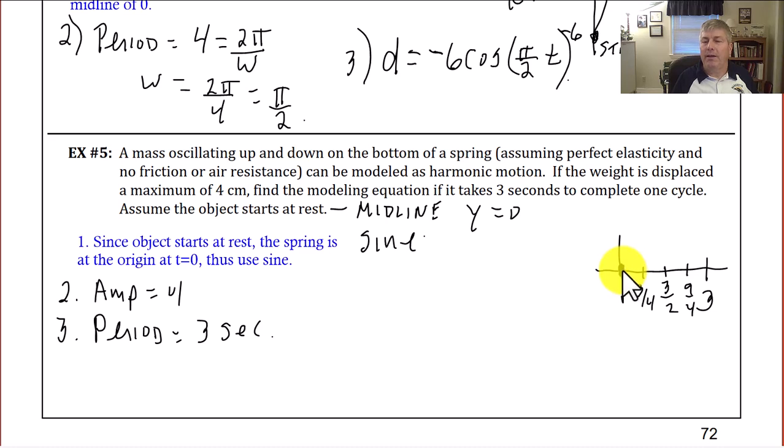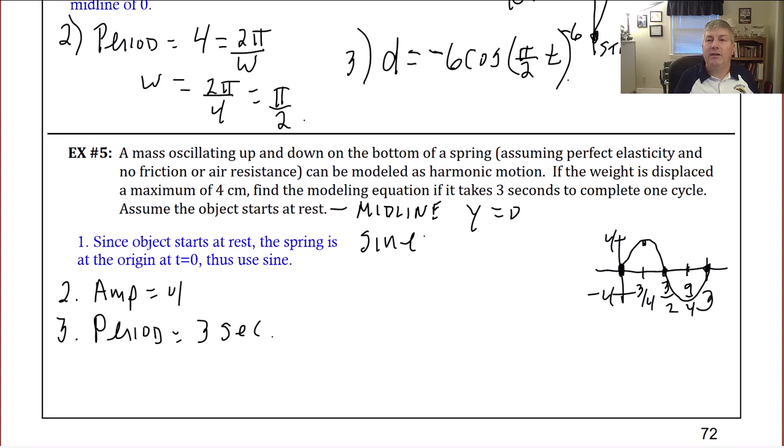So completing a whole cycle will reach our max at midline halfway through, and we'll finish at our maximum of 4. Our curve will look something like this, and a minimum of -4 at 9/4 of a second. So now we can write our function.